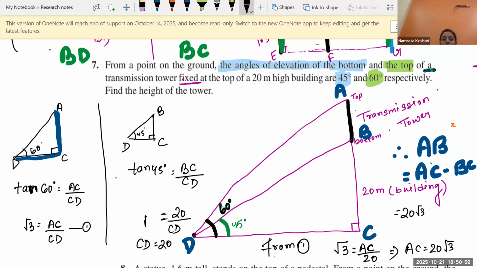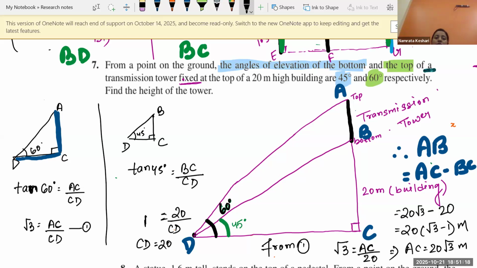We must write the unit properly. Otherwise, for the unit also you will end up losing marks. Minus BC is 20. So 20 common, inside the bracket root 3 minus 1. This way we will leave our answer in meters. This is the height of the transmission tower.